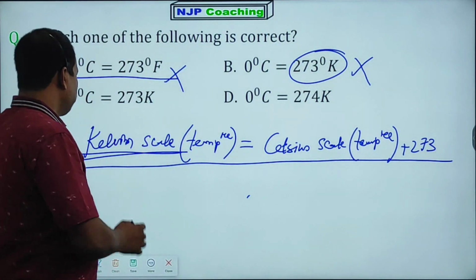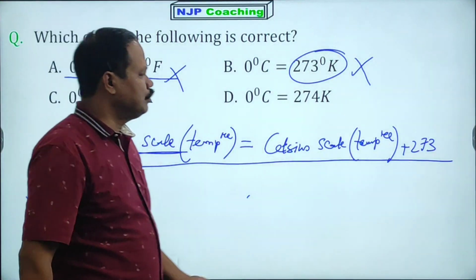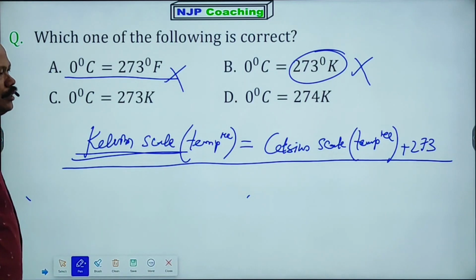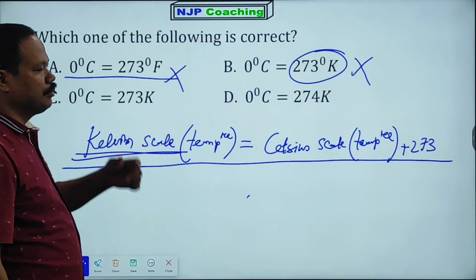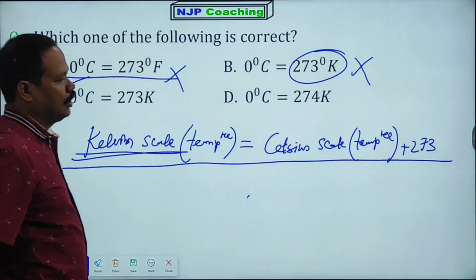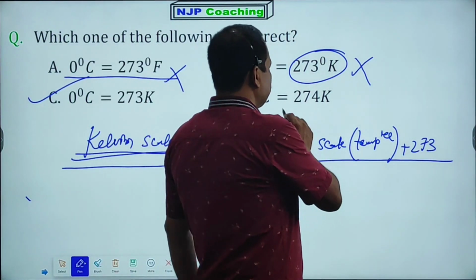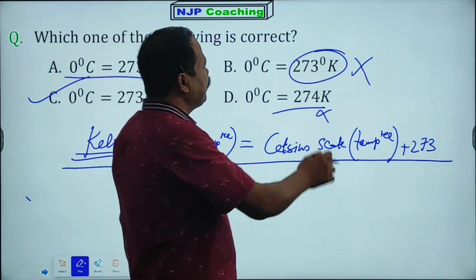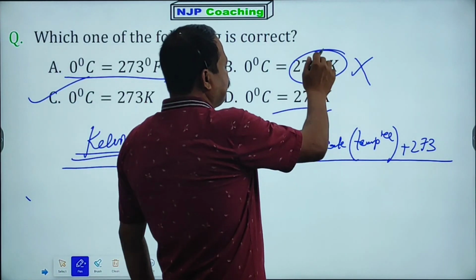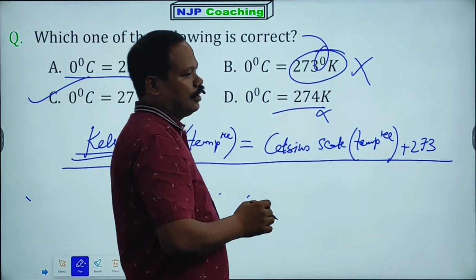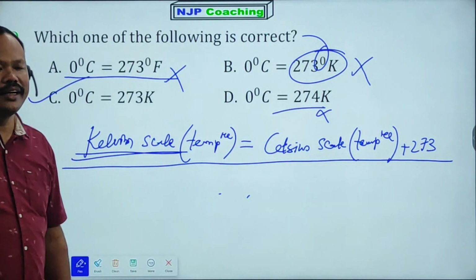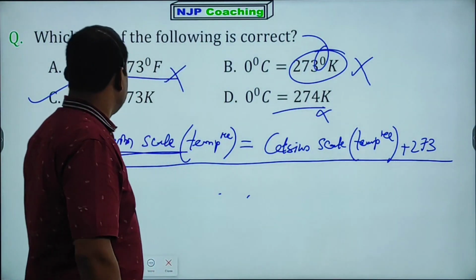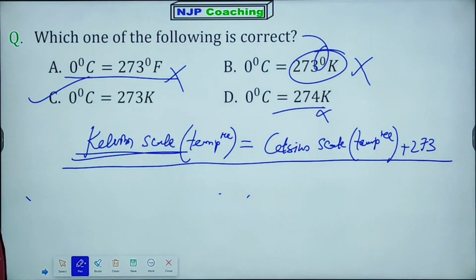So when we have to find the Kelvin scale, we usually add 273, and 0 degree centigrade is equal to 0 plus 273 Kelvin. So this is the right answer. 274 is one more option; we cannot say that. And 273 degree Kelvin, we cannot say, because degree is not used in Kelvin. Okay, so the right answer is C.